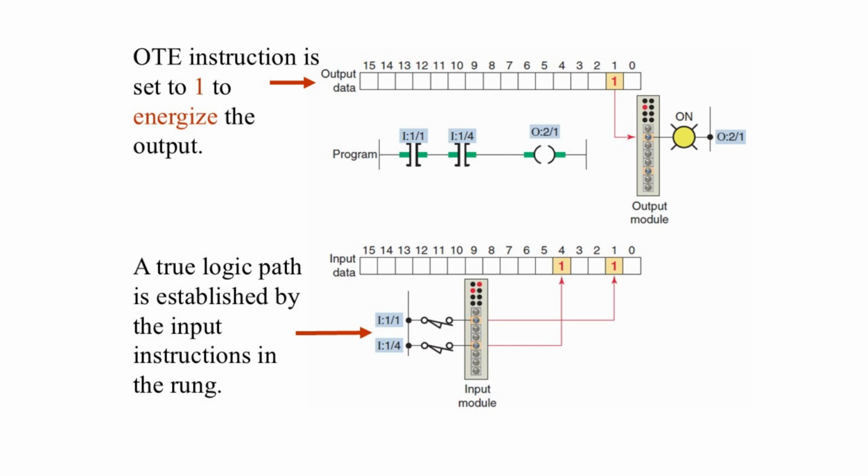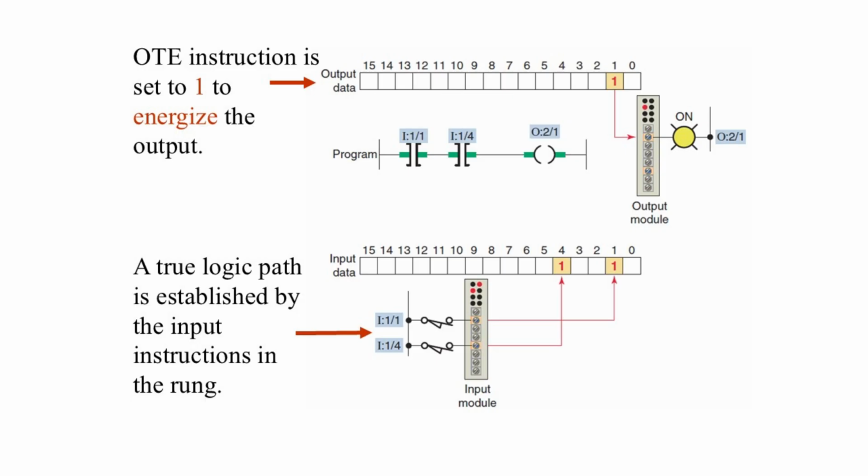In the upper portion of the diagram, the OT instruction writes a logic 1 to bit O2/1 in the output image table. This action energizes the output device, represented here by a yellow indicator light, which turns on as a result. The PLC continually scans the inputs, updates the logic, and sets or resets the outputs accordingly.